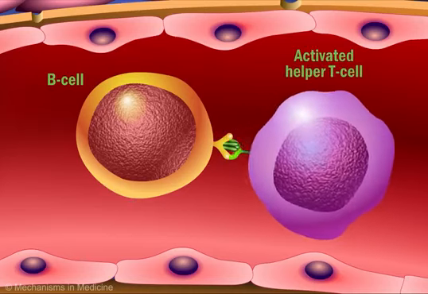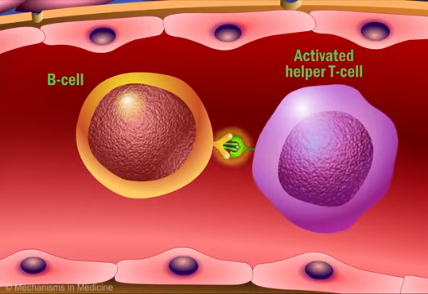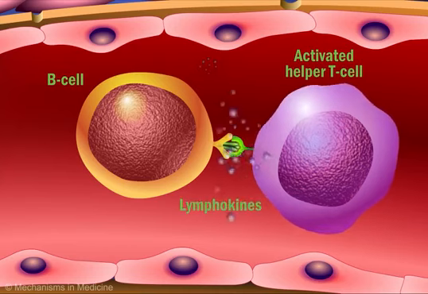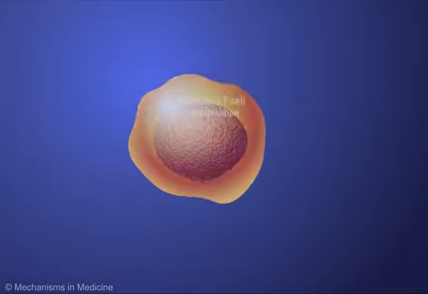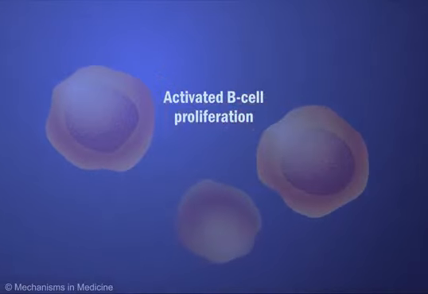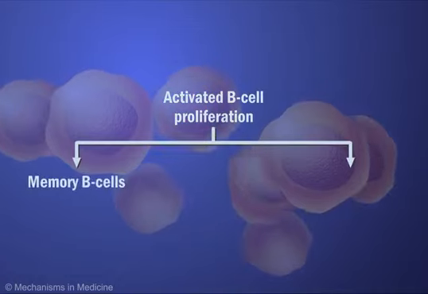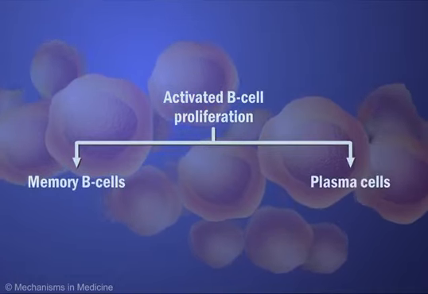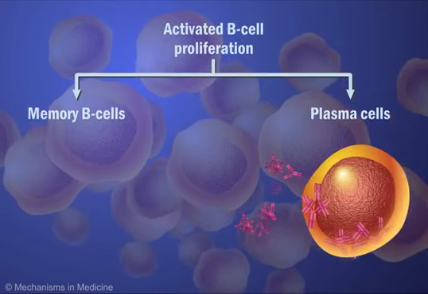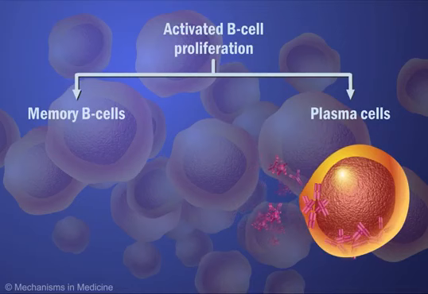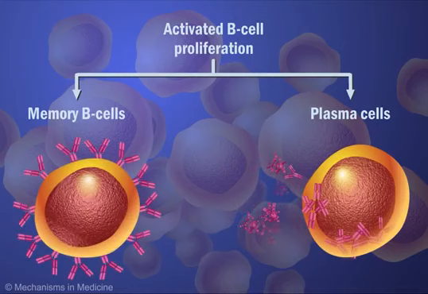When activated helper T cells interact with activated B cells expressing antigen MHC receptors, they begin secreting lymphokines, which have several effects. Lymphokines trigger activated B cell proliferation, which leads to either their differentiation into memory B cells or into plasma cells. Plasma cells produce hemagglutinin antibodies specific to the strain of influenza contained in the vaccine. Memory B cells aid in future immune response when exposed to an active influenza virus.